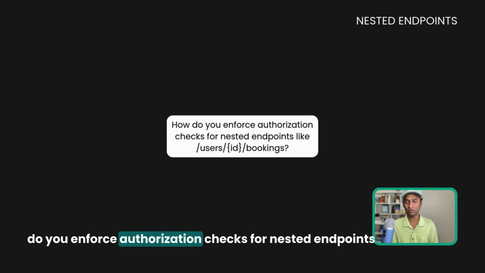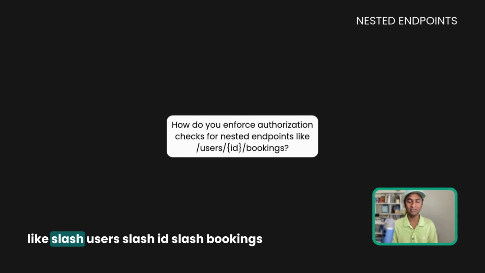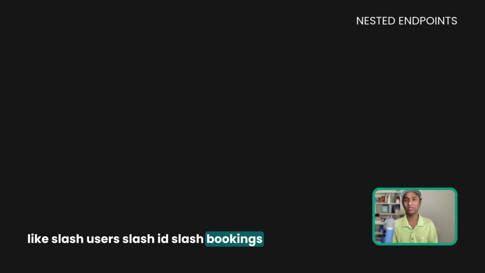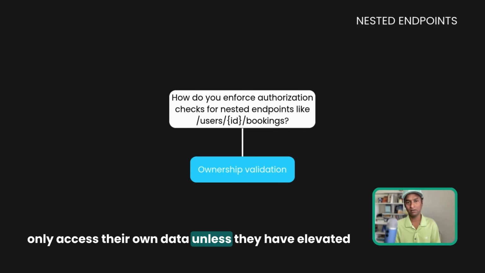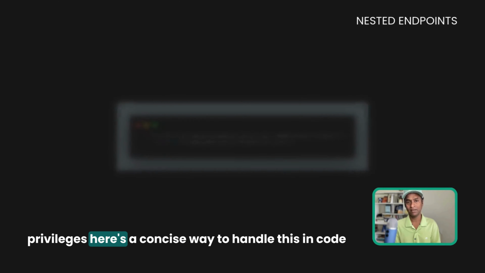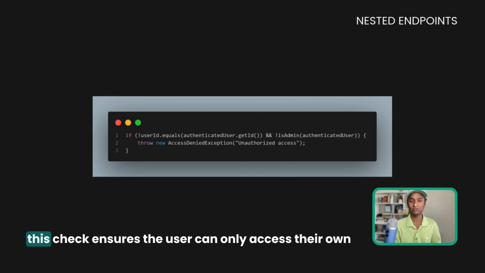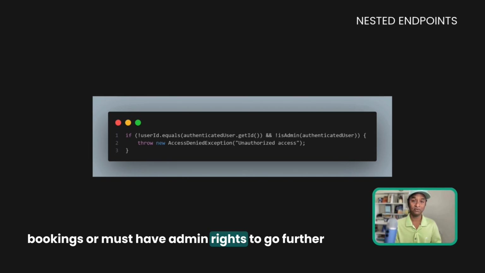How do you enforce authorization checks for nested endpoints like /users/ID/bookings? The key here is the authenticated user should only access their own data unless they have elevated privileges. Here's a concise way to handle this in code. This check ensures the user can only access their own bookings or must have admin rights to go further.